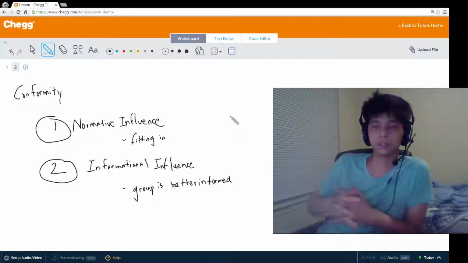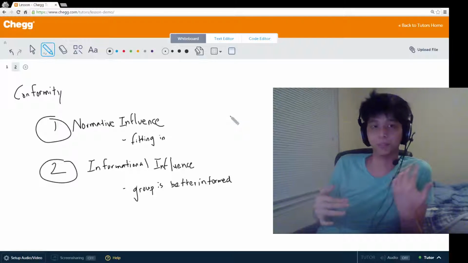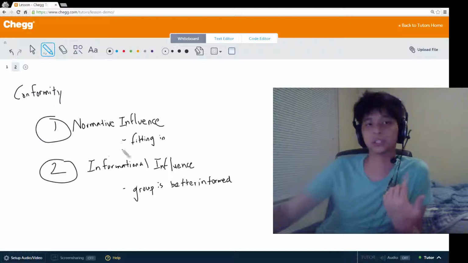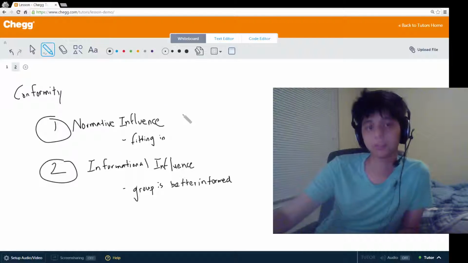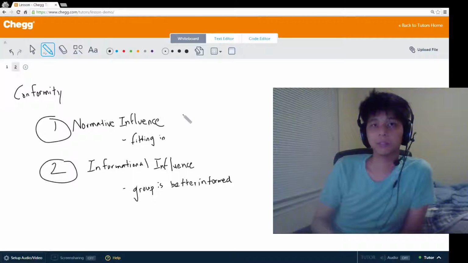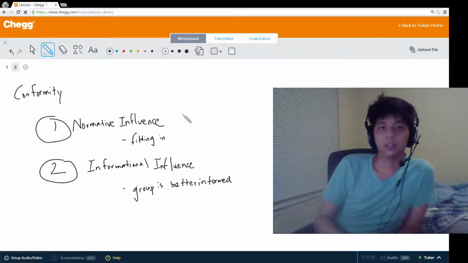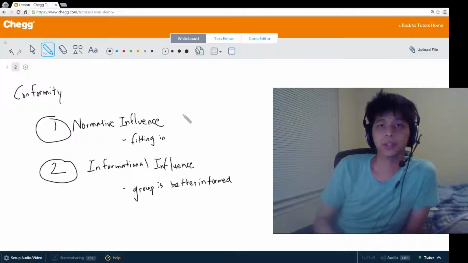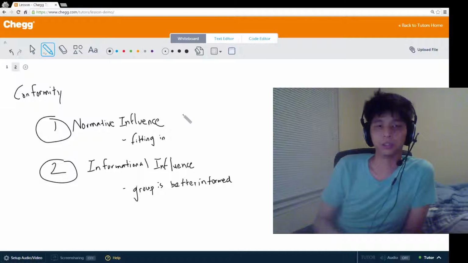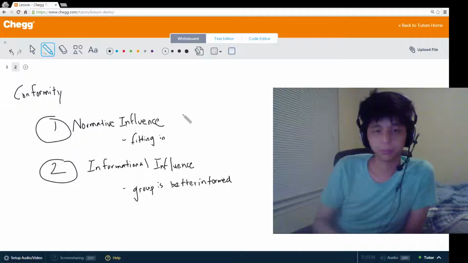So there are two general categories of influences for conformity. The first is normative influence. Normative influence is what's known as the want to fit in. So in this case, someone conforms to others' opinions because they want to not seem like they're out of place in the group. Usually in this case, it means that the person doesn't necessarily agree with the opinion that they're conforming to, but rather that they want to conform just to fit in with the group.